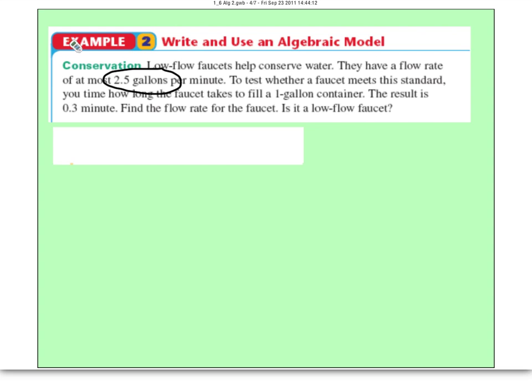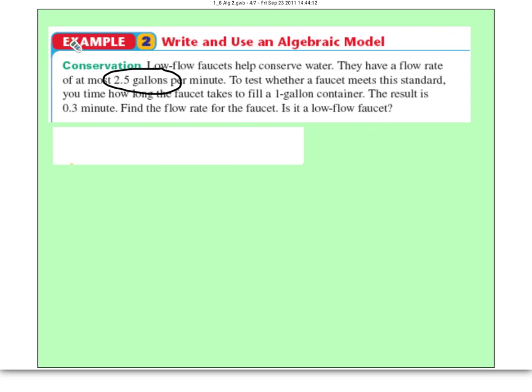To test whether a faucet meets this standard, you time how long the faucet takes to fill 1 gallon of water. The result is 0.3 minute. Find the flow rate for the faucet. Is it a low flow faucet?